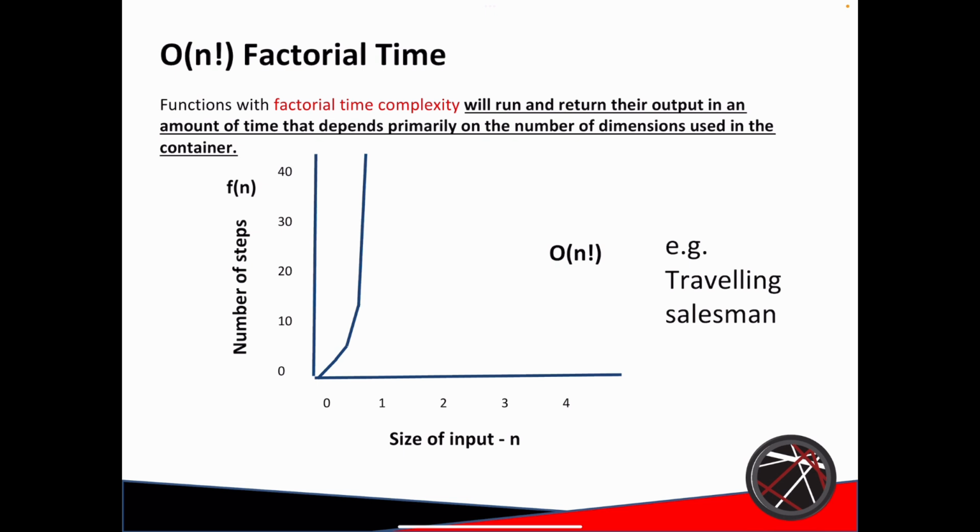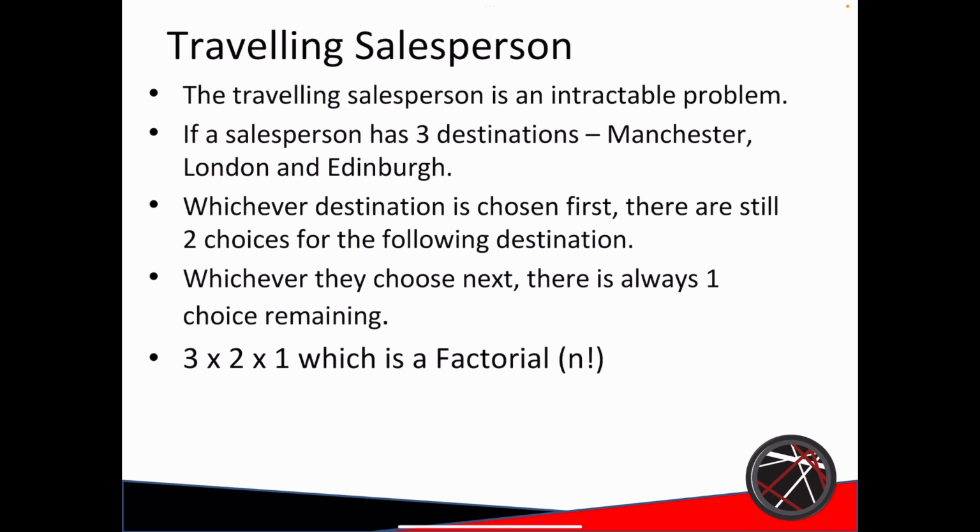Our next one then is factorial time. Factorial time is basically the worst. You can see it's so steep there, isn't it, in that graph. This is because we've got scenarios where we consider them intractable. In other words, we can't improve them. An example of this is the travelling salesman or salesperson role. All we've got here is a scenario with 3 destinations: Manchester, London and Edinburgh. The salesperson has to choose one of them to go to first. We're ignoring things like geography and mileage. We're not talking about that. We're just talking about the options.